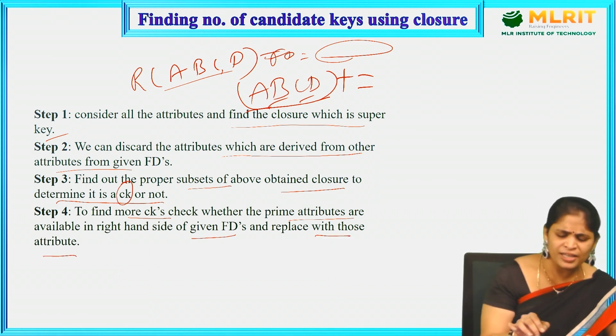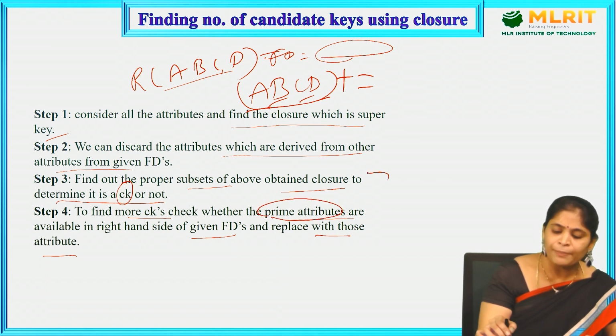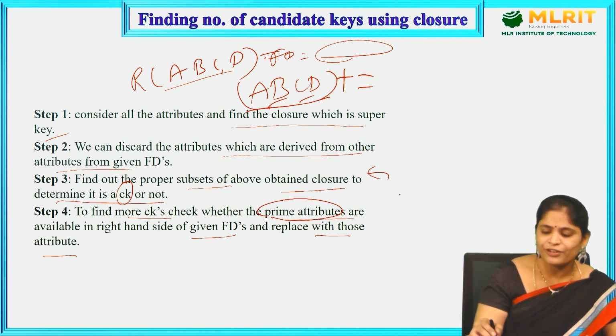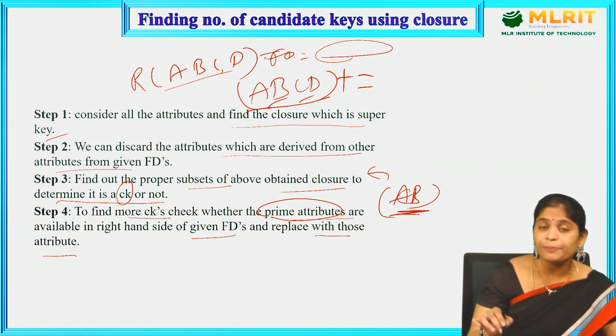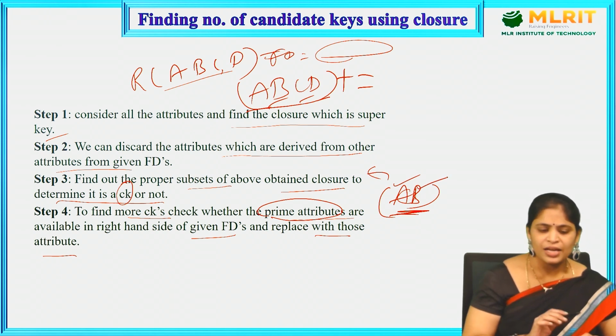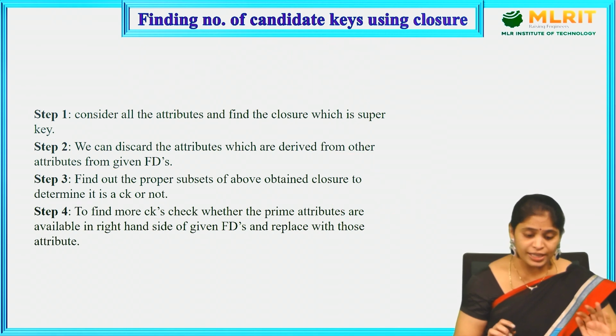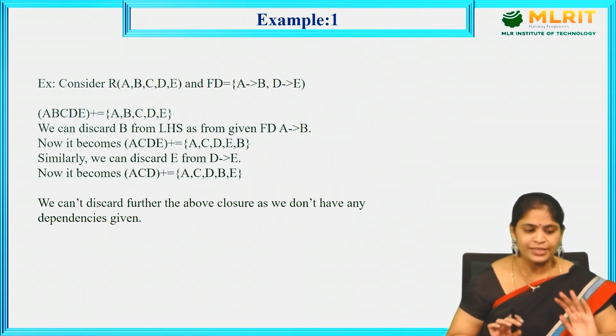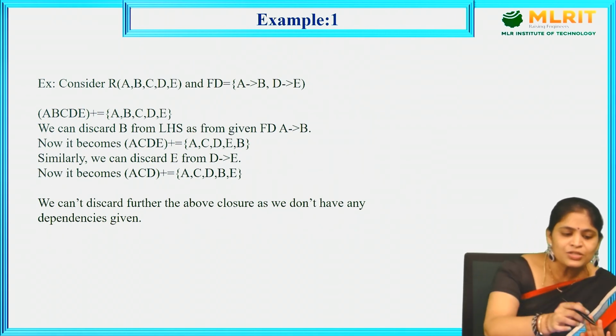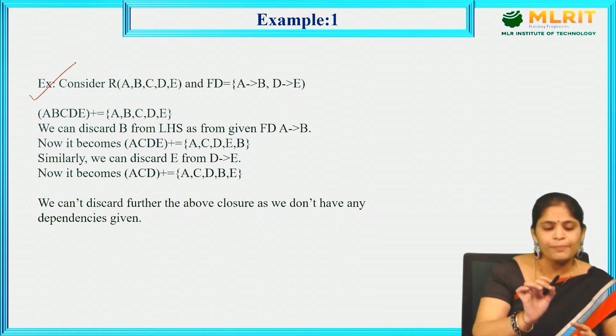So what are prime attributes here? In the above step, we found a candidate key. For example, suppose we have obtained AB as a candidate key. Then the prime attributes here are A, comma, B. This will be understood clearly with the help of an example. So, see, this is the example.